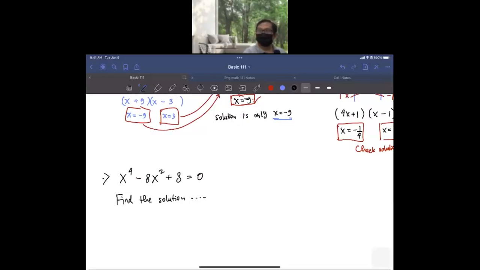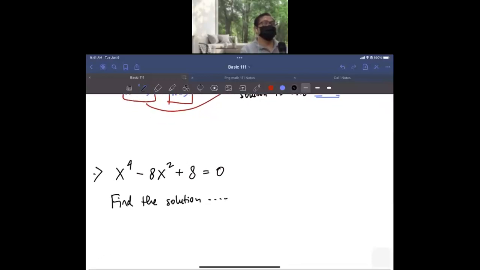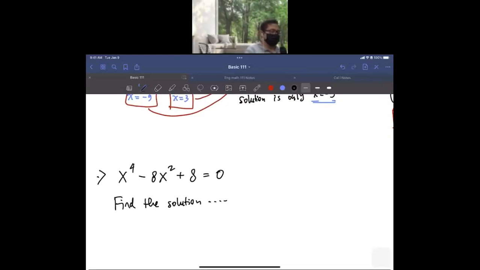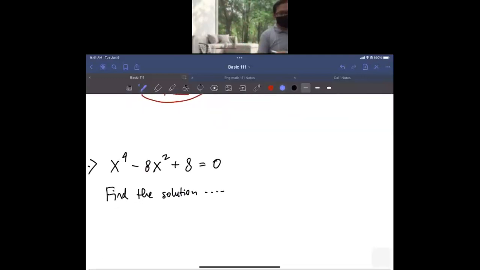Now we have an equation with degree 4. Okay? With degree 4. How to find a solution? Now, one trick that can be observed immediately is if we can make this somehow just as our standard quadratic. If we can make it like a quadratic, then we still can solve this and we can still factor it.